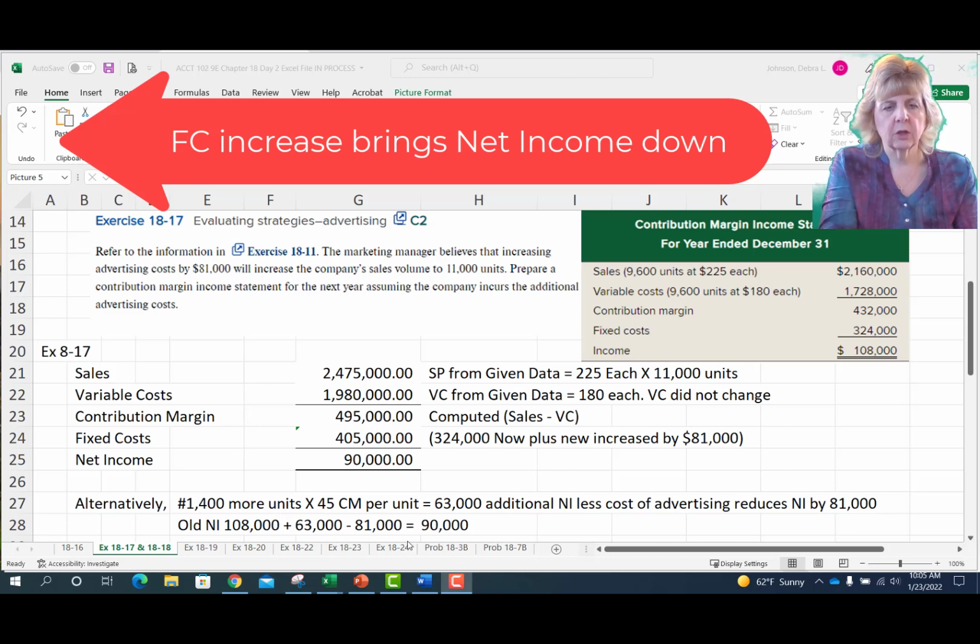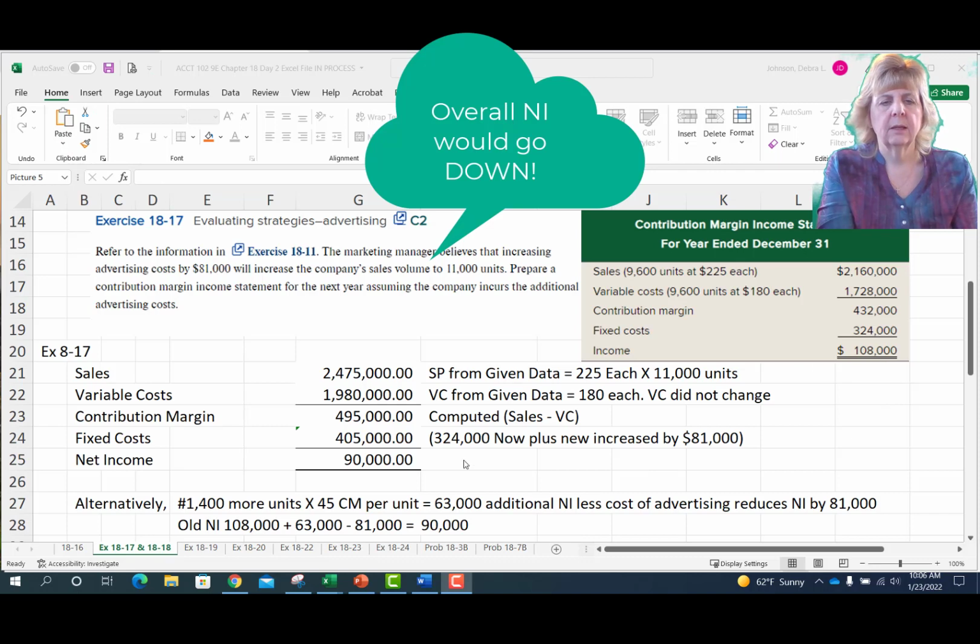So here's the calculation that I would be doing if I were sitting in a roundtable discussion with other managers. I would tell them that this would not favorably affect net income, that net income would drop from the current 108 down to 90,000. Now, of course, you could do an income statement, and that's what the author solution will show you. It's better if you can think on your feet to be able to make these type of decisions off the cuff, so to speak, rather than having to rely on an income statement every single time.